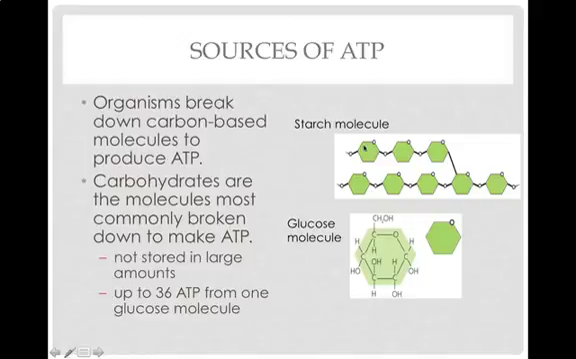So when we consume something like this, maybe from a potato or some pasta, when we break these bonds between these little glucose molecules, that breaking of the bond releases energy. That energy is used to pop a phosphate onto an ADP, and we end up getting a load of ATP from this process. So not stored in large amounts, that means the carbohydrates aren't going to be put into long-term storage, but we do get up to 36 ATP from one glucose molecule. So as we break these guys down, we get a lot of ATP molecules out of them. Now when I say not stored in large amounts, let's go to the next slide here.